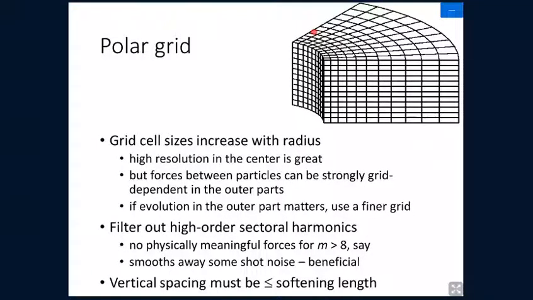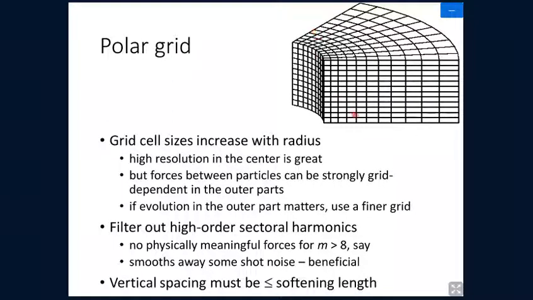Those can reflect nothing but the shot noise in the particle distribution, and it's beneficial to filter away all the gravitational forces that arise from high order sectoral harmonics. And so that really helps. It's equivalent to another method of smoothing, in addition to using the softening, which reduces the influence of noise on your system, which is important.